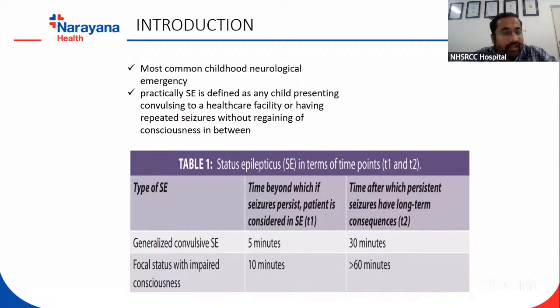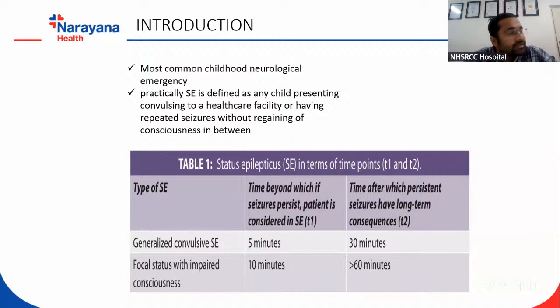Practically speaking, any child coming to the casualty with active seizure is considered to be in status epilepticus, or if the child has repeated seizures and there is no episode of regaining of consciousness between two seizure episodes, the child is said to be in status.